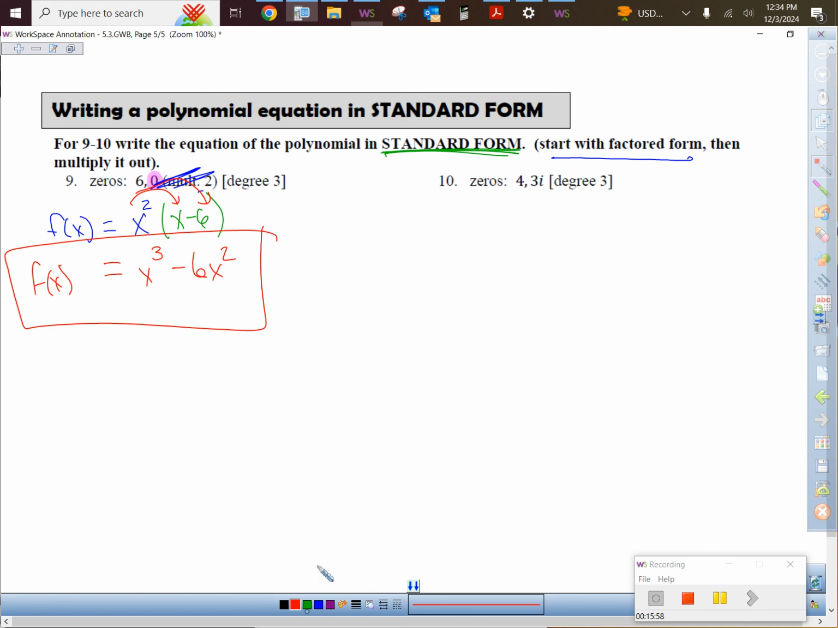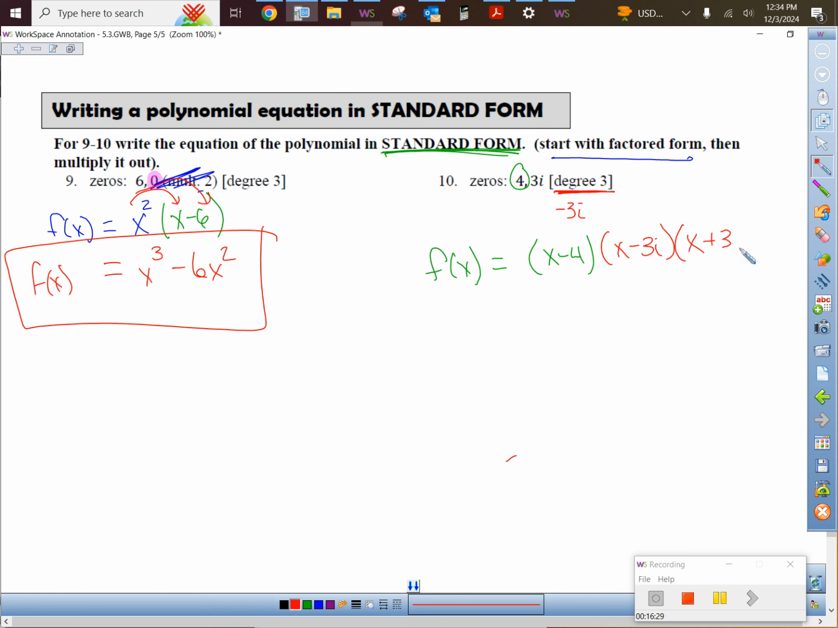Here, they're trying to be little bitty cheaters because they only show you 2 zeros, and it's got degree 3, because you're supposed to know that imaginary zeros come in conjugate pairs. So if 3i is a zero, so is negative 3i. To write them in factored form, I'd have f of x equals x minus 4 for this dude right here, and then x minus 3i (I always do that backwards) times x plus 3i.